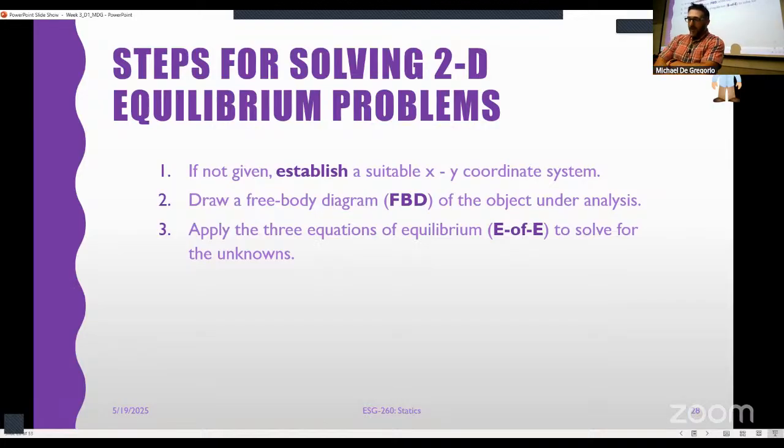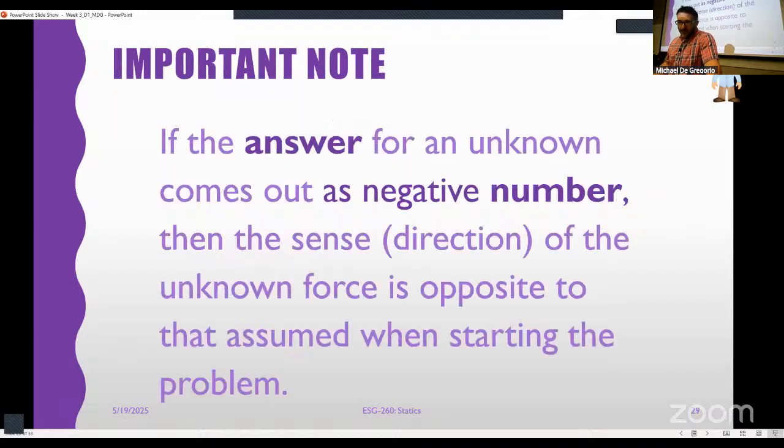Then we draw the free body diagram of the object that we have under analysis, and then we apply our three equations of equilibrium and solve for our unknowns. Pretty straightforward, and it's very rinse and repeat to everything that we've been doing up until this point. Draw the FBD with your coordinate system, write your sum of forces x, sum of forces y, sum of moments, solve your three equations, three unknowns. Sometimes they fall out really nicely, sometimes they don't, and sometimes we have to do some algebra, and that's that.